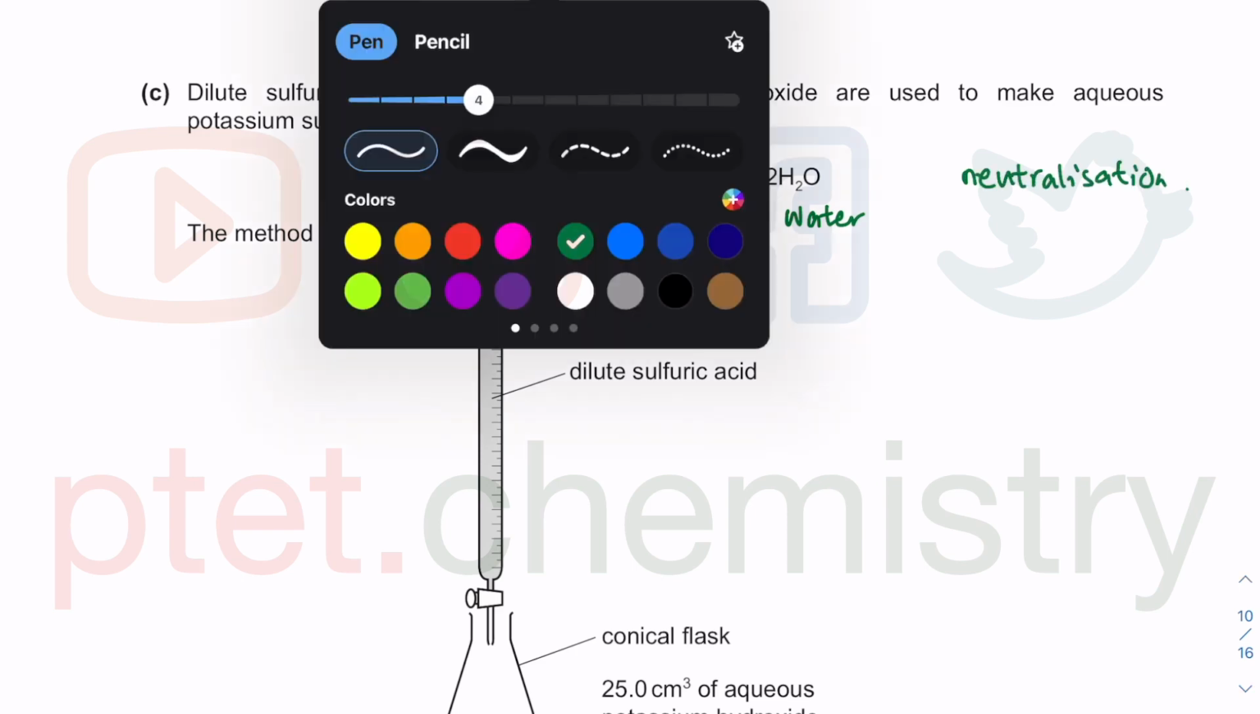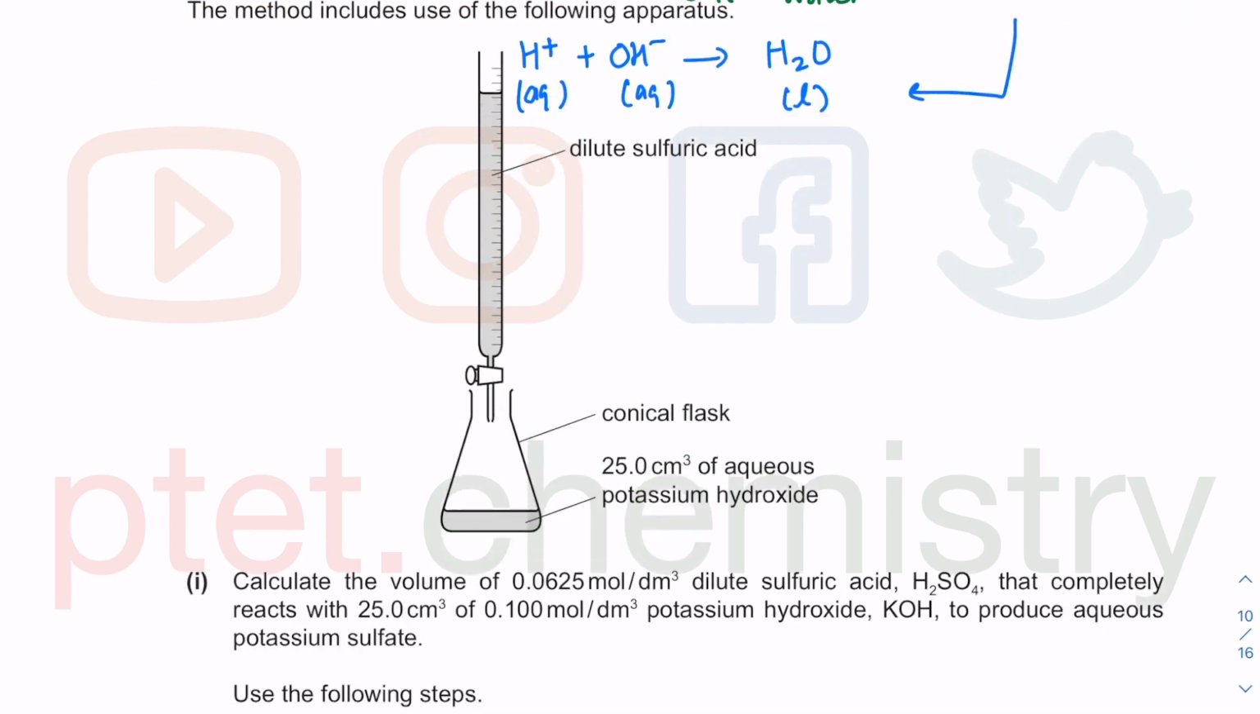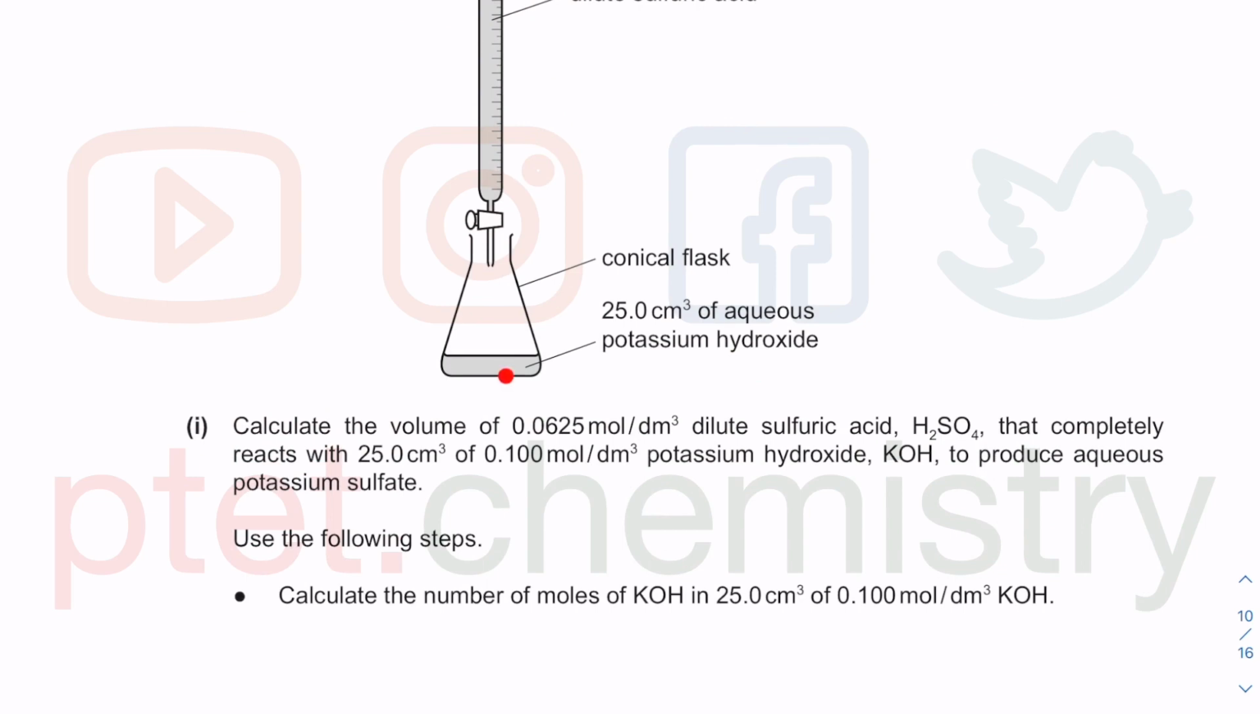If you write the ionic equation, then you're going to get H plus from the acid, OH minus from the base, and you're going to get H2O liquid coming from the aqueous acid and the aqueous base. Aqueous acid contains H plus, aqueous base contains OH minus. Again, that is the one and only ionic equation for every single neutralization in the world. We have potassium hydroxide inside the flask.